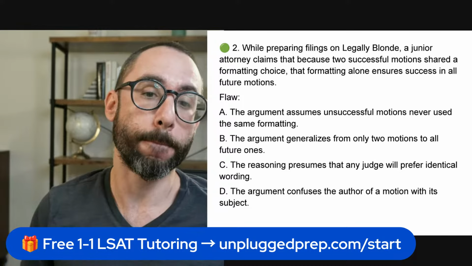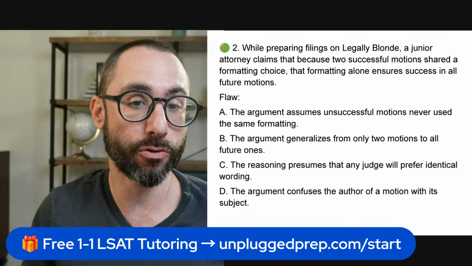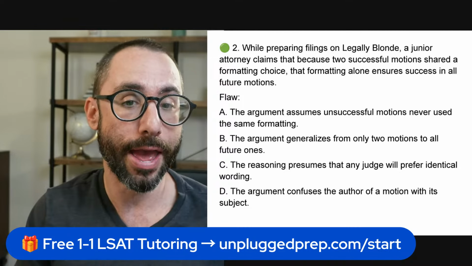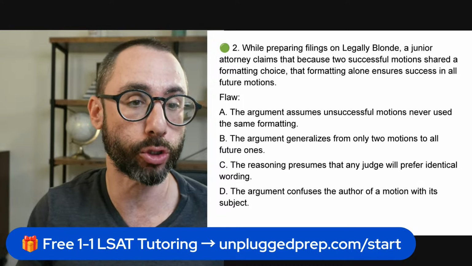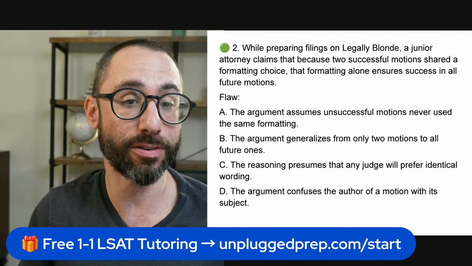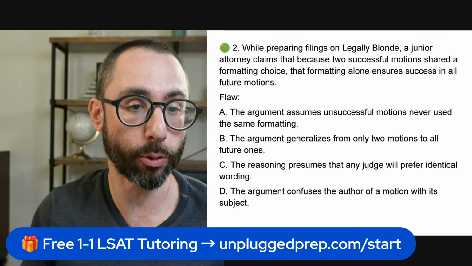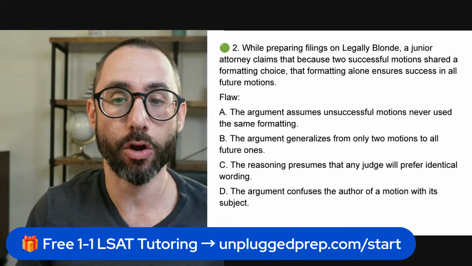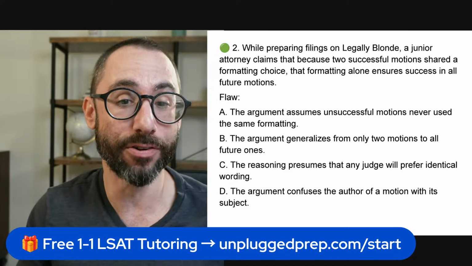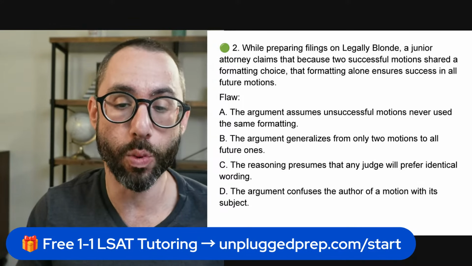So number 2, while preparing filings on Legally Blonde, a junior attorney claims that because 2 successful motions shared a formatting choice, that formatting alone ensures success in all future motions. What is the flaw? A, the argument assumes unsuccessful motions never used the same formatting. B, the argument generalizes from only 2 motions to all future ones. C, the reasoning presumes that any judge will prefer identical wording. Or D, the argument confuses the author of a motion with its subject.